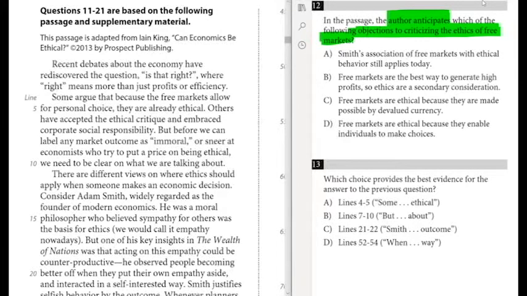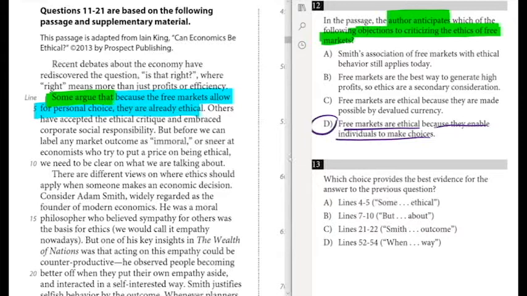So there's a nice simple quote right toward the beginning. Some argue that. So what is the author doing right there? The author is pointing out the arguments of other people other than what the author himself is going to say. So some argue something. What is it that they argue? They argue that because free markets allow for personal choice, they are already ethical. So that directly matches answer choice D. Free markets are already ethical because they enable individuals to make choices.